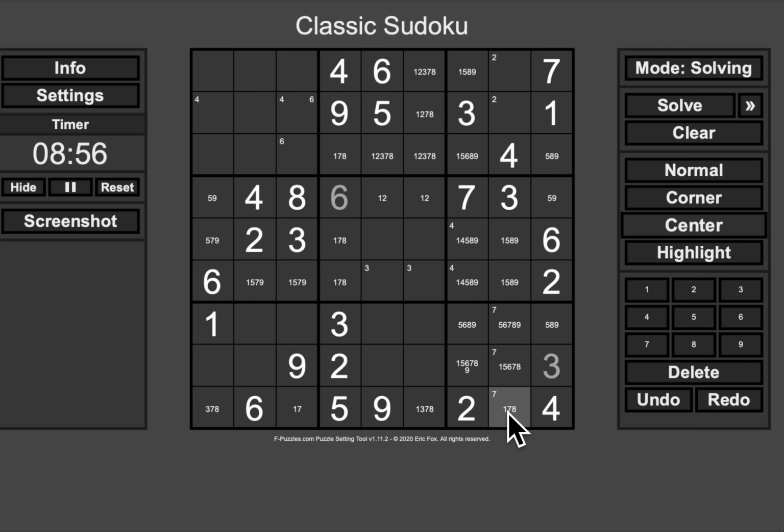1, 5, 7, 8, 9. Well, it can't be 5, it can't be 9, but it can still, you guessed it, be just about anything else. Well, that's annoying. Okay, 1, 3, 4, 7. These two cells have to be 2, 5, 6, 8, 9 in some order. Not 5 or 9. Not 6.